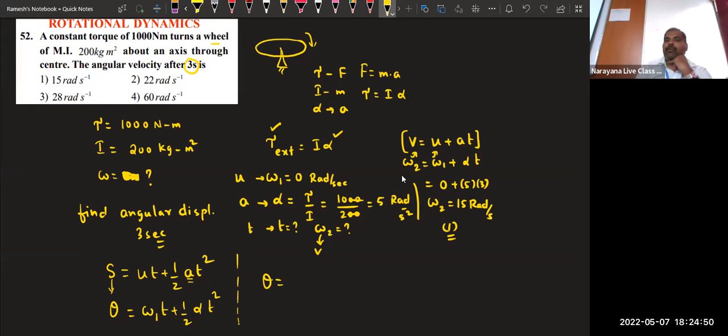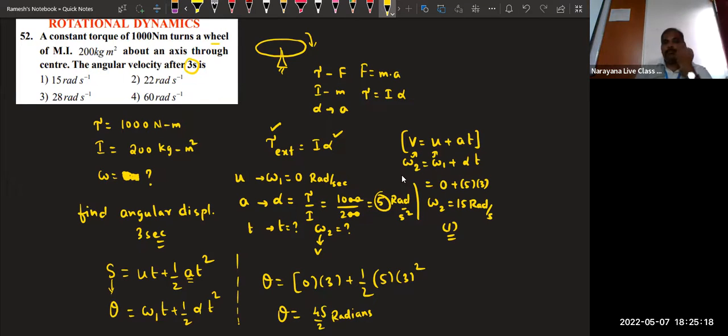So substitute everything. Omega 1 value how much? 0. T value 3, plus half into alpha value, 5 is given. T value 3 whole square. So angular displacement is 9 fives are 45 by 2 radians. Understood? How many radians is it rotated? 45 by 2 radians it is rotated. Is it clear, everyone? That is the angular displacement.